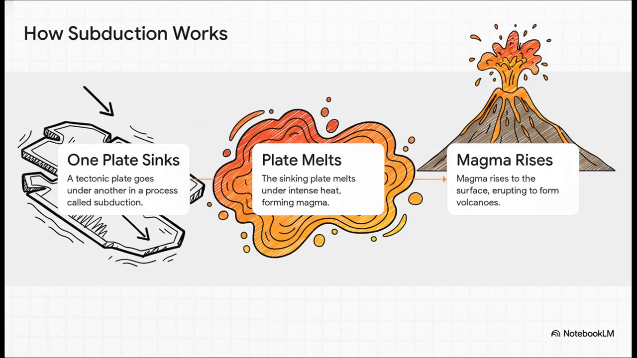So you might be asking, what happens to that plate once it starts diving? Well, as it goes deeper, the heat and pressure get insane. They cause the rock to actually melt, turning it back into molten magma. And this magma is less dense than all the solid rock around it, so it wants to rise. It pushes its way up, up, up to the surface, and eventually it erupts. And each eruption adds another layer, building up over time to create volcanic mountains.